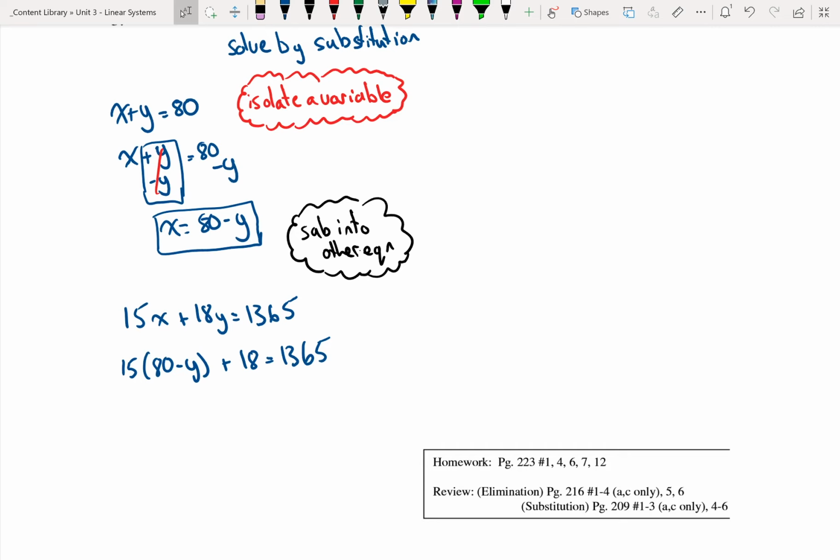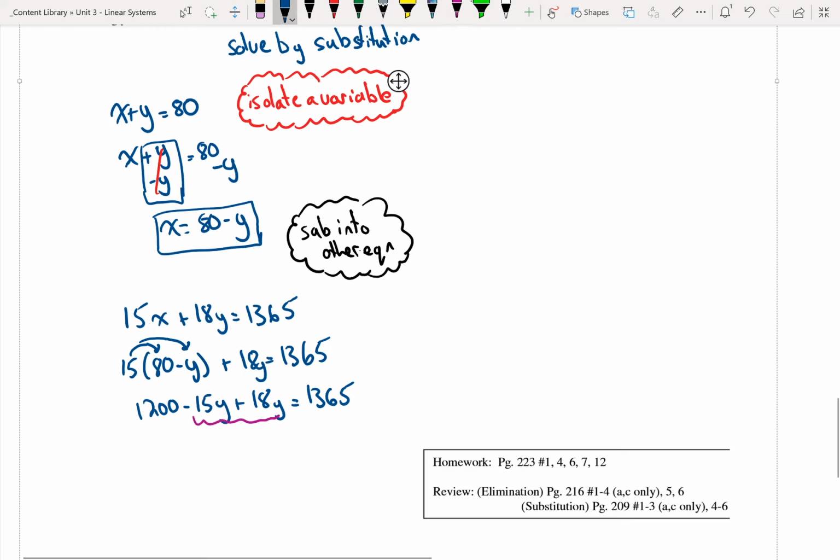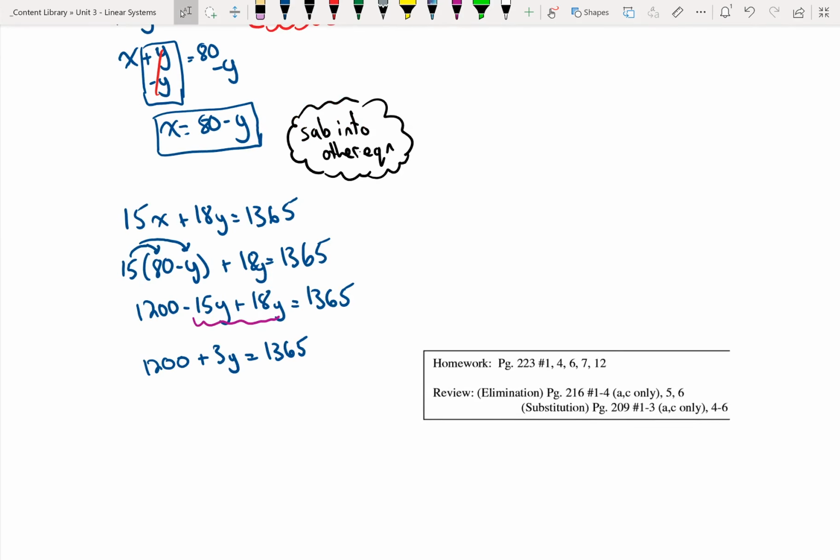And similar to when we solve by substitution, we have to take this 15 and multiply it to everything in the bracket. So that means 80 times 15. So we get 1200 minus 15y plus 18y equals 1365. I can combine these y's together. So I get 1200 plus 3y equals 1365. And now I need to solve for my variable.